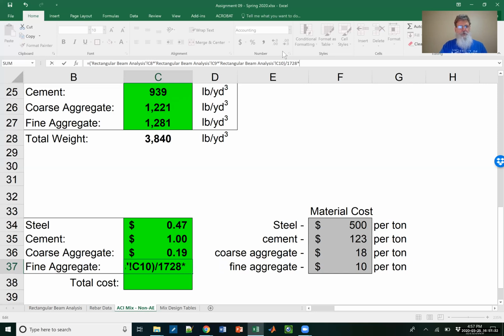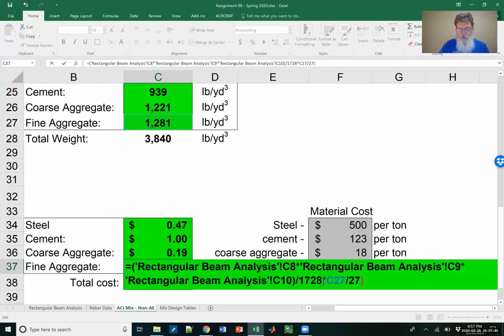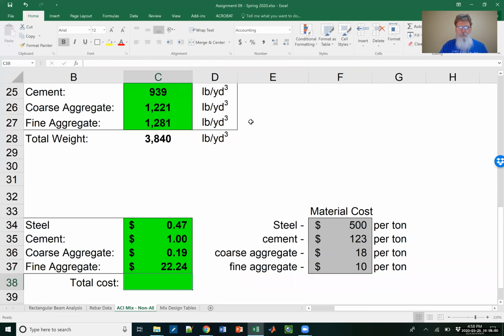Then times the weight of fine aggregate from my mix, divided by 27. Oh, I should have put that in parentheses. Let me go back and put a set of parentheses around that last bit. And then times the cost of, you know what, I'm having trouble clicking on that. So I'm going to go ahead and just enter that. And we'll try it again.